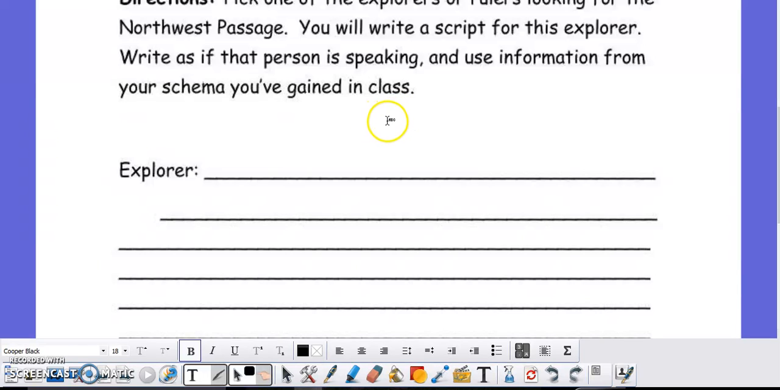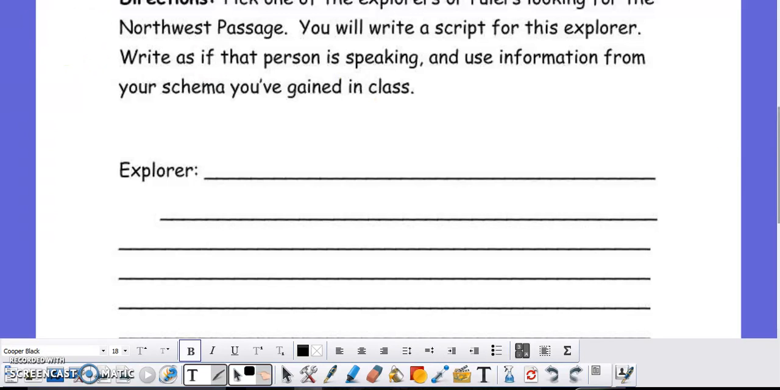This part is worth 4 points, so make sure you don't miss any of the facts. Also, make sure that you are speaking in the first person. So if you were doing the king, you'd say, I am King Philip, and I was a strong ruler of Spain, speaking in the first person.